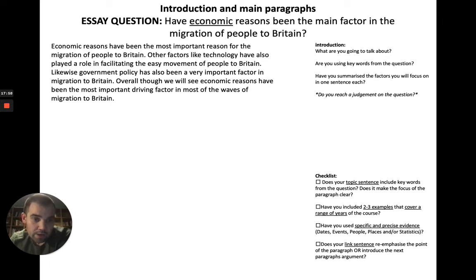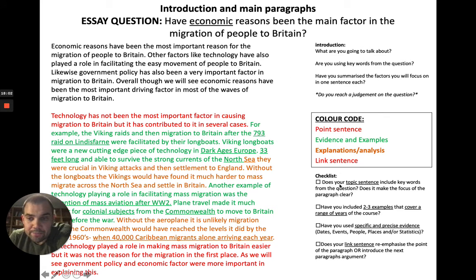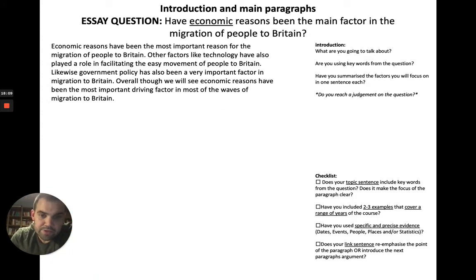Okay, now I've got a little checklist here, which is also going to be on a worksheet, which I'll put in the video description again, which you can use to plan your essay. Okay, now let me just take that away for a minute. There's 4 key things I want to make sure that you got in your main paragraphs here.